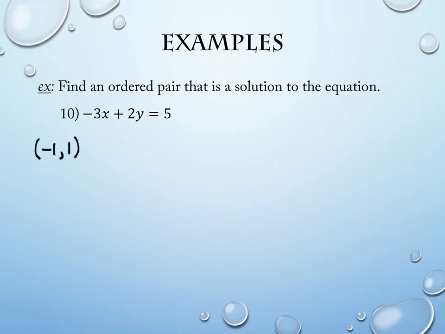Negative 1, 1. So let's check it out. If I do negative 3 times negative 1 plus 2 times 1, does it equal 5? It does. That's a solution. So that would be one answer and you'd be done. But let's say that you saw something different. What's another pair that would work?